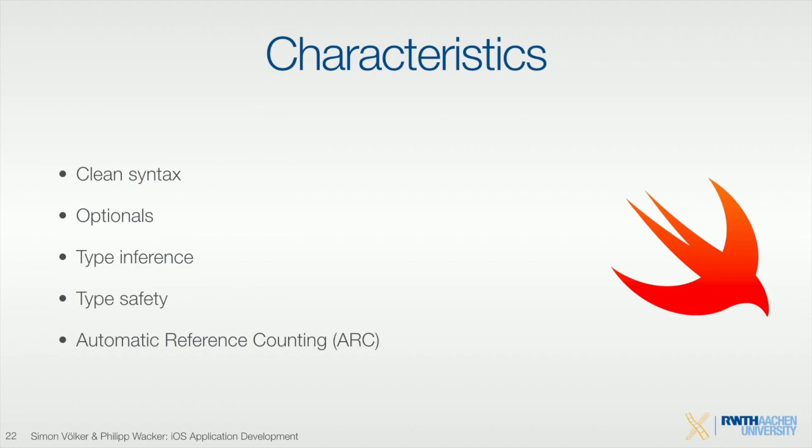The keyword optionals helps you with this, because typically if you have a variable in Swift, it cannot be null, so it cannot be empty or something like that. We'll talk about this later. It has type inference, and it has very strong types. So if you define something as a float, it will always be a float, and you cannot even assign an integer to it. As you will see, the compiler is really type safe.